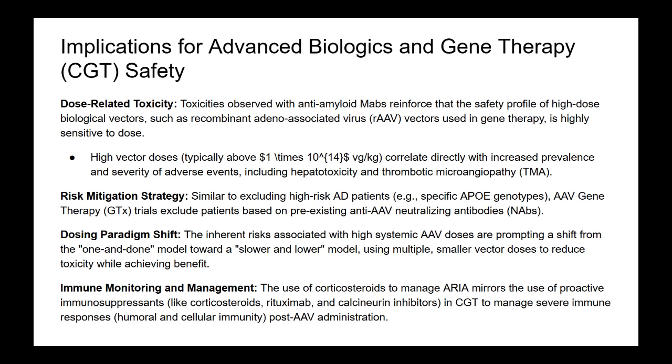This includes individuals with specific markers indicating cerebral amyloid angiopathy, as well as those with certain genotypes of apolipoprotein E. Additionally, clinical trials involving adeno-associated virus gene therapy exclude participants who have pre-existing neutralizing antibodies against the adeno-associated virus, which are commonly present in the general population.